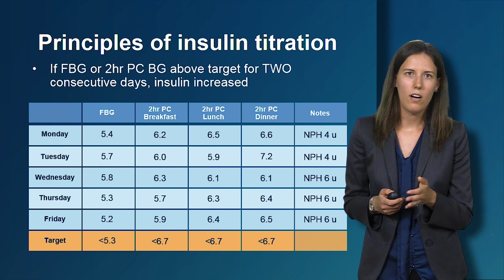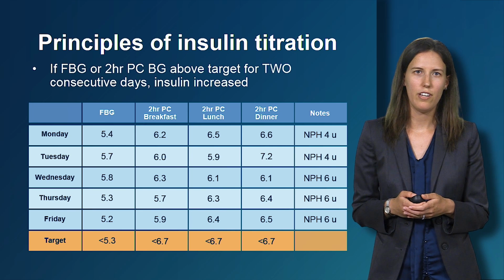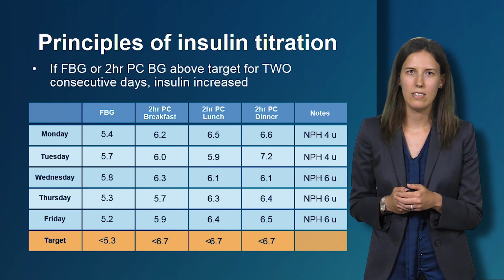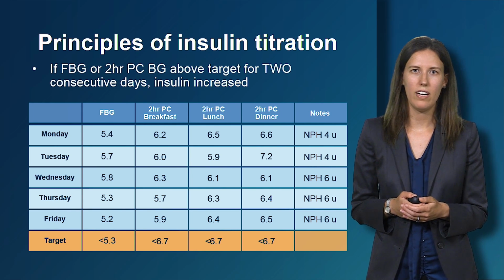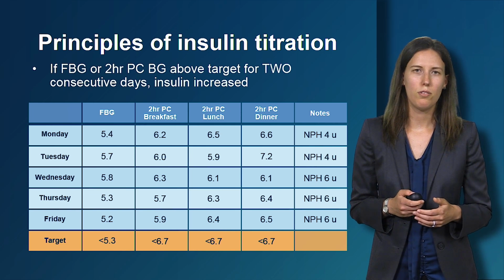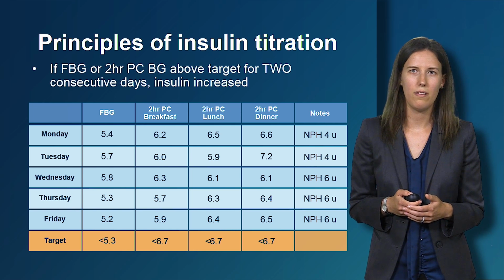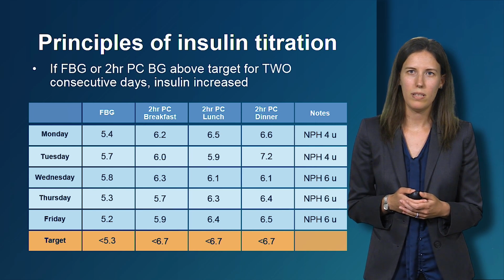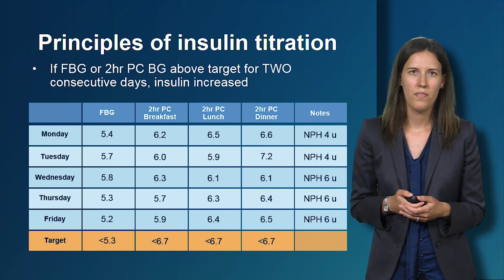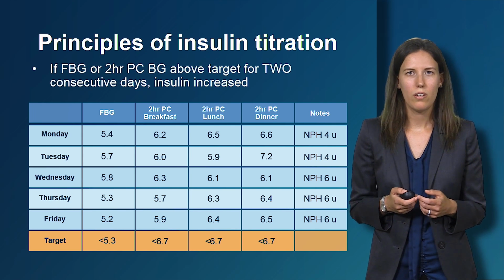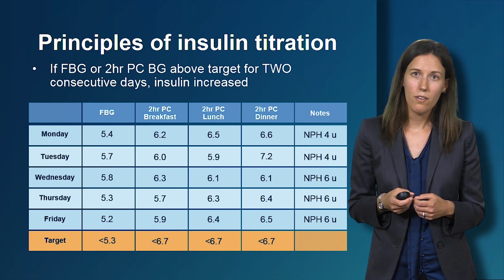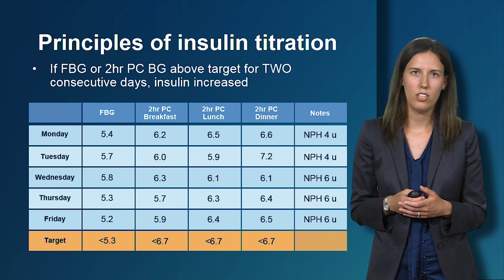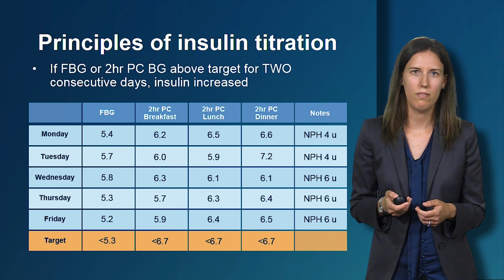At the bottom of the logbook, here we have a week from Monday to Friday, and at the bottom here are the targets. As a reminder, fasting less than 5.3, and 2 hours after meals, the target is less than 6.7. And we see here on the notes that to start off with, the patient is taking NPH 4 units at bedtime. Sometimes the patients would circle what blood sugars are out of target, or when you are looking at the logbook with a patient, you can circle the blood sugars that are above target.